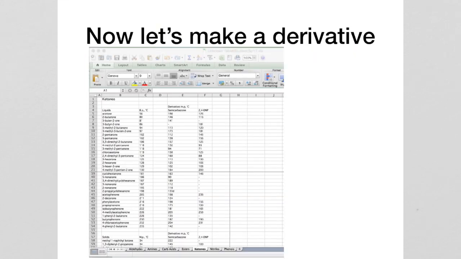Now we're going to go back to our unknown table one more time, and we're going to look at making our derivative. So I'm going to go to this line for propiophenone. Oops, I was hoping that was a little more opaque. Sorry about that.